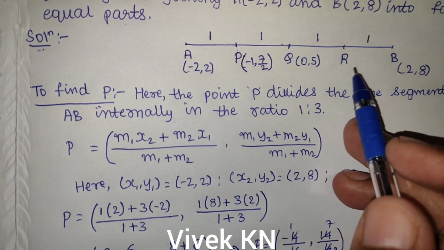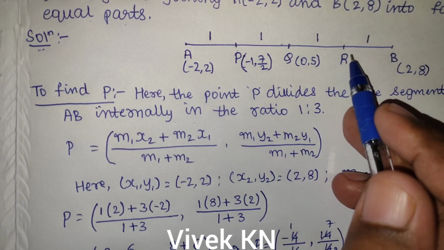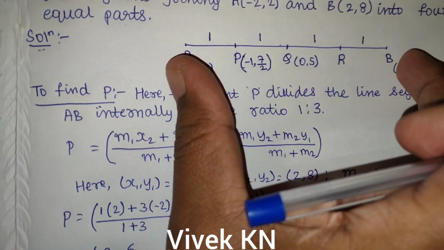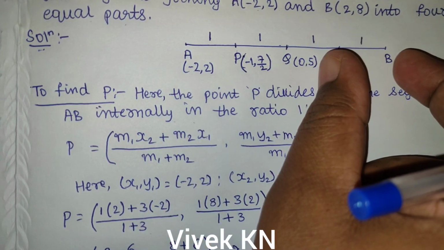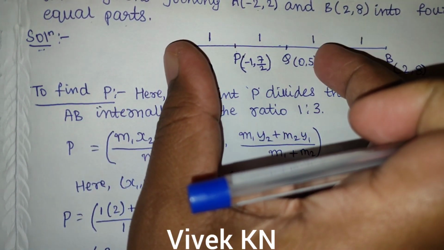Next, let us find out the coordinates of the point R. Here, this point R divides the line segment AB internally in the ratio 3:1. That is, we have to add all these parts together.